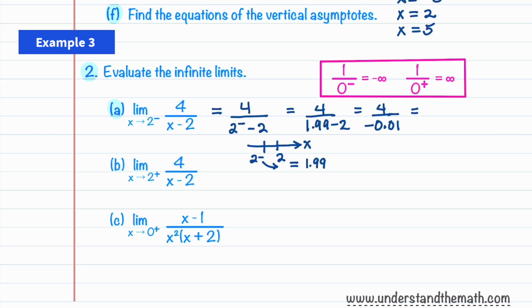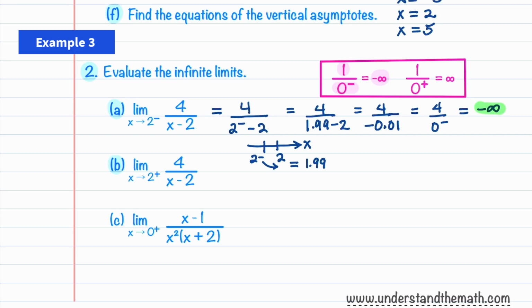Now, that number is going to get a lot smaller as we approach 2 from the left. So it's going to be minus 0.000, lots of zeros, and then a 1. So what we have here is 4 divided by a really, really small number that's negative. So we can write this as 4 divided by 0 from the left. Up here in a box, I wrote down what this equals. If we have 1 and divide it by a really, really small number that's negative, it's going to equal minus infinity. So we can say that this limit is equal to minus infinity.